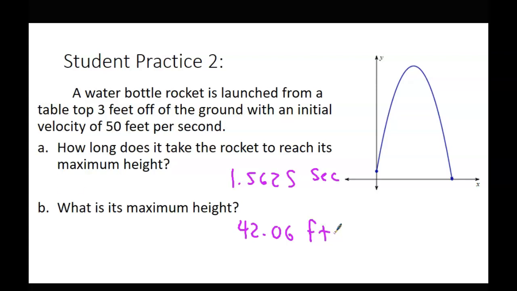Now here's what your guys' calculators should have looked like. For part A, you should have had negative 50, then a little fraction bar, parentheses, 2 times negative 16. That's negative b over 2a.